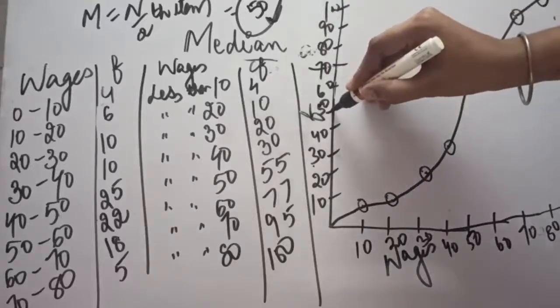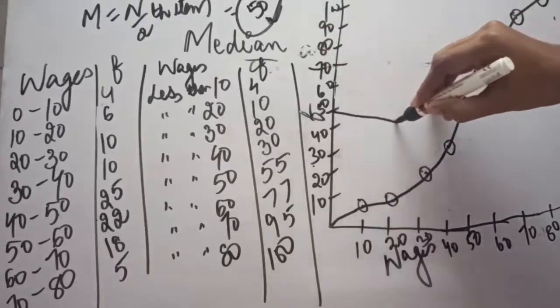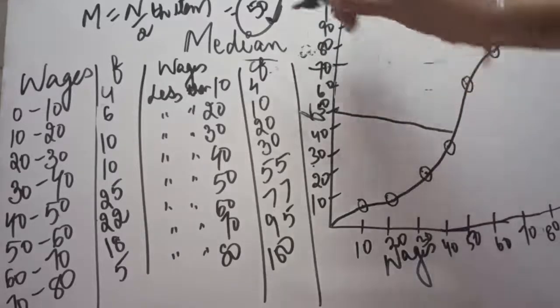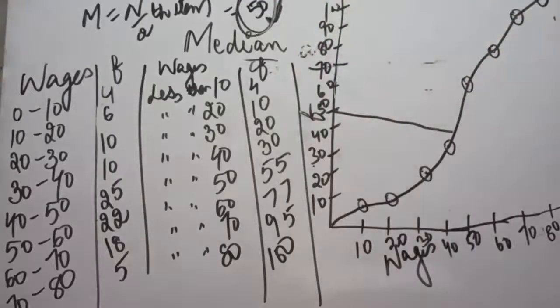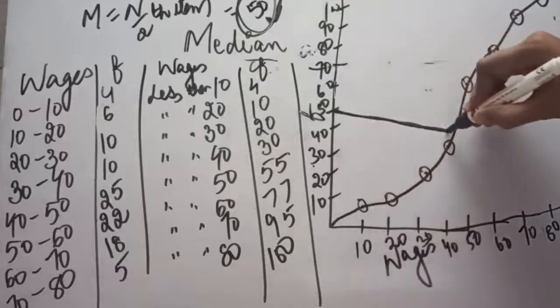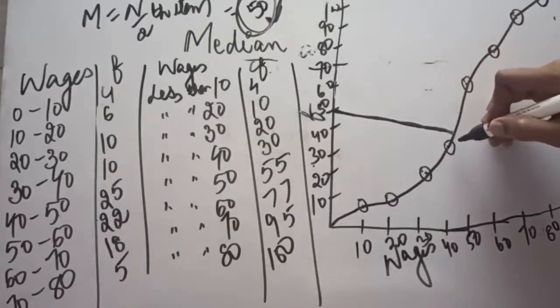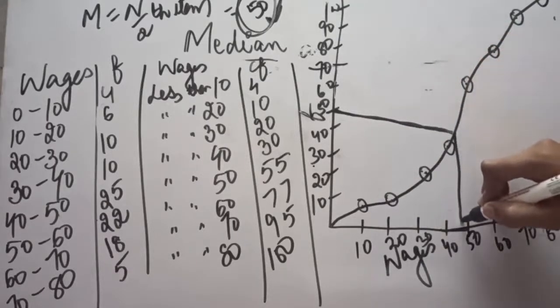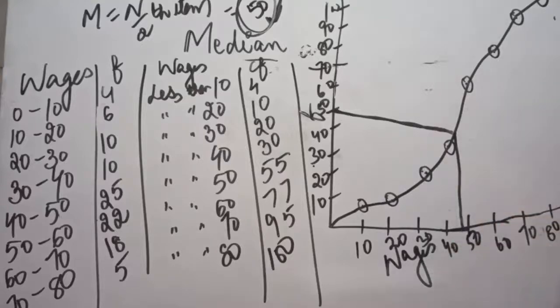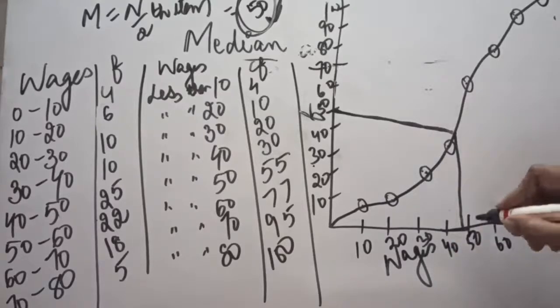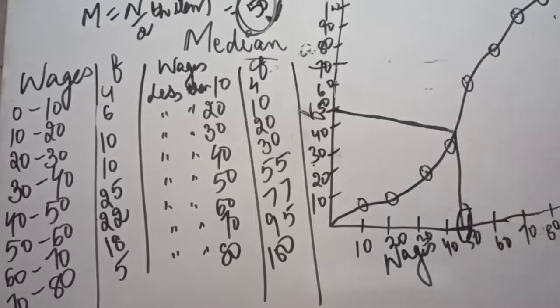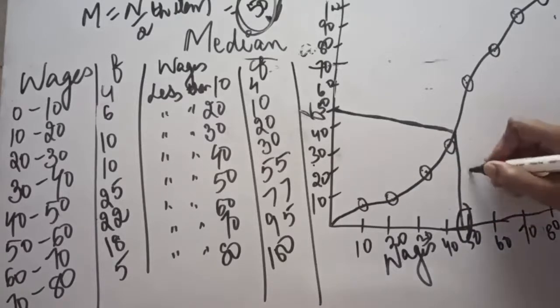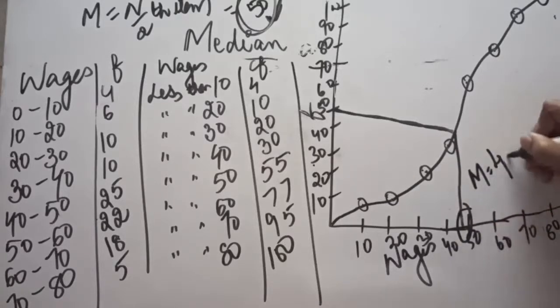So now what we will do, we will just draw a simple straight line from this 50 that we have calculated, a straight line which will be touching the ogive, and we will draw a perpendicular directly below onto the wages axis. Now finally you have to read this value on the graph. How much is the value? So here from the graph you will see this is cutting at the point 48. So in this question the median comes out to be 48.